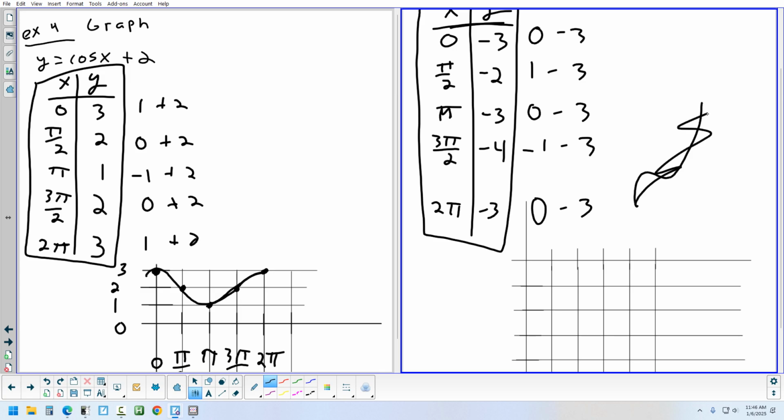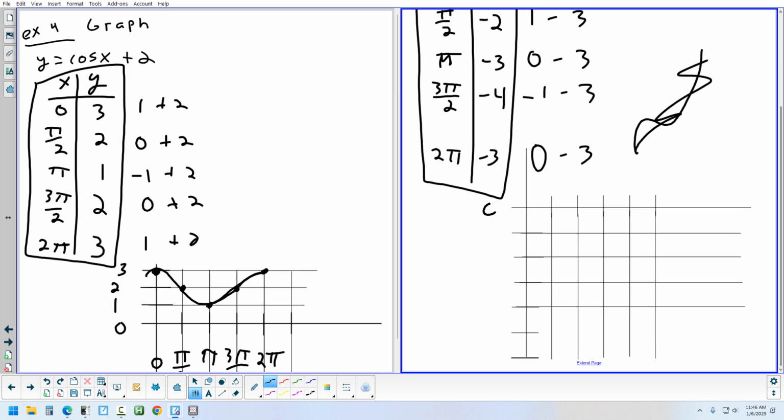All right, so we'll mark this as 0. Go down to -4. I'm going to put my labels above the graph this time, because then they'll be out of the way. 0, pi over 2, pi, 3 pi over 2, 2 pi. All right, so 0, -3, -2, -3, -4, and -3. Perfect.